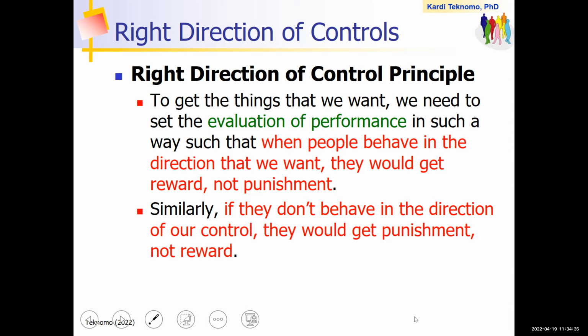This is a principle that we can say. If you want something, to get the things that we want, then you need to set the evaluation of performance in such a way that when people behave in the direction that we want, they will get the reward, not the punishment. Similarly, if they don't behave in the direction that we want in our control, they will get punishment, not reward. So this is a simple principle, right? Of course, logical, right?